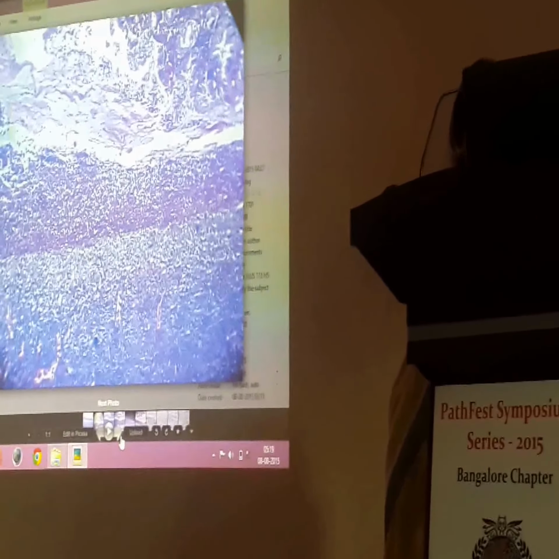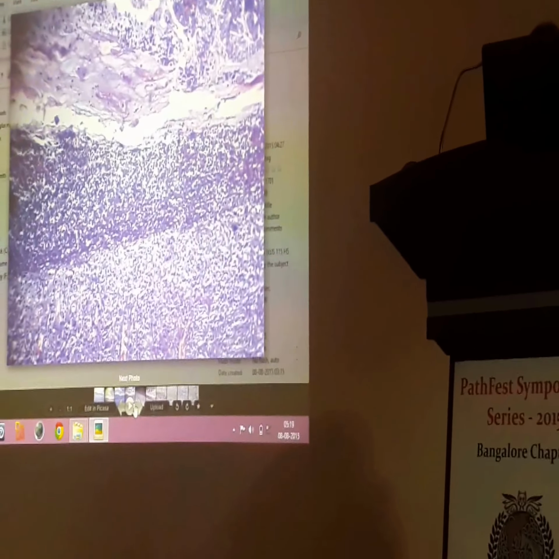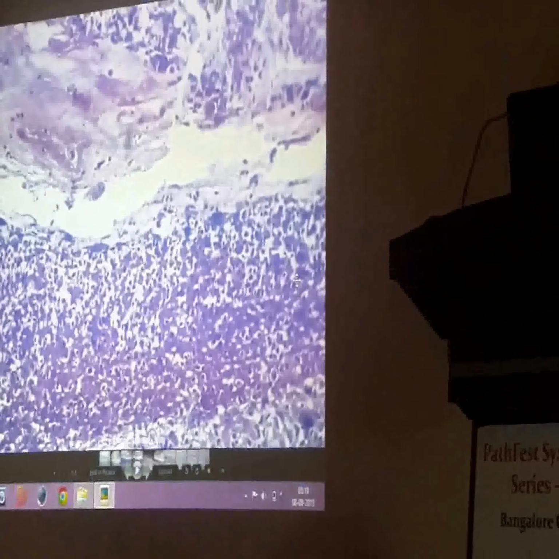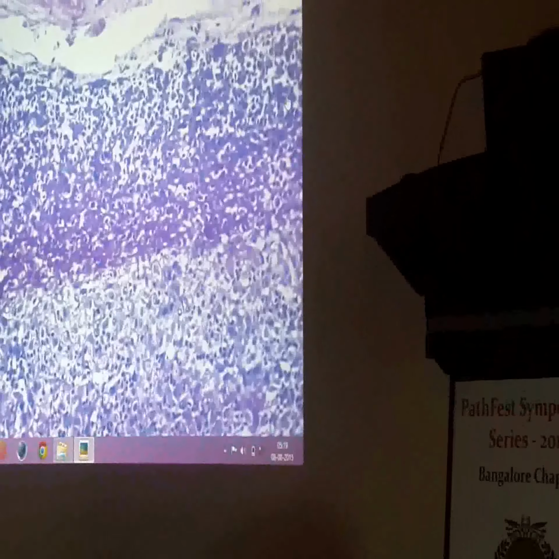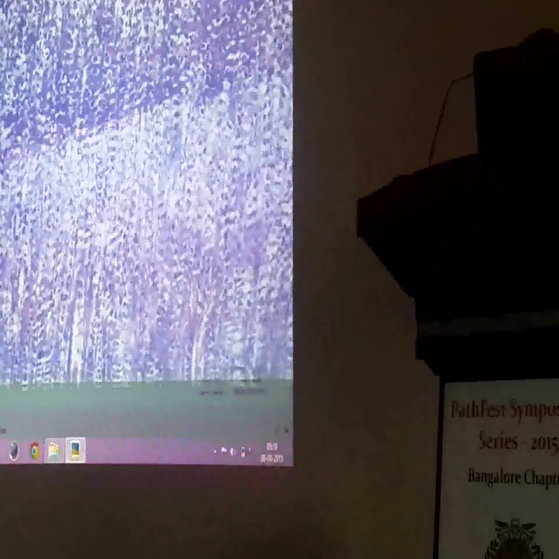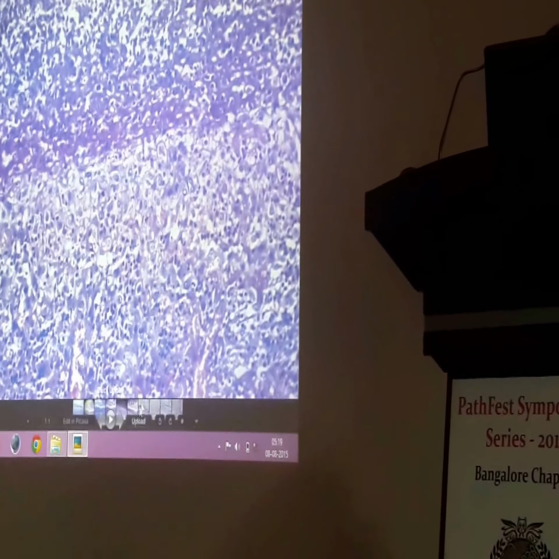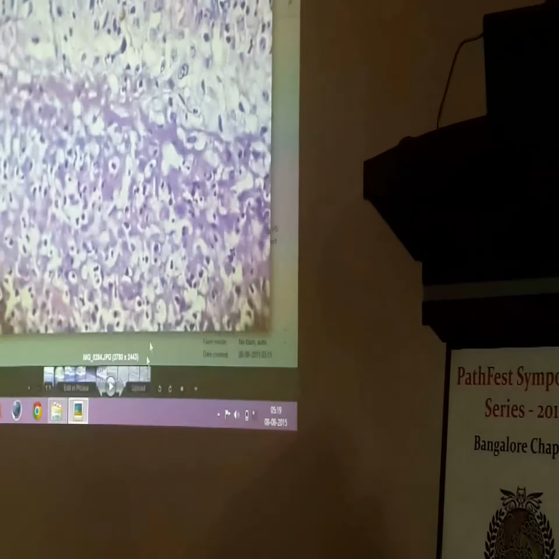Next. Yeah, this is only to see the pictures again. So look at that granulation. This is the exudate, then the granulation tissue. This is the exudate again. This is sclerosis or fibrosis. So this is about chronic gastric ulcer.